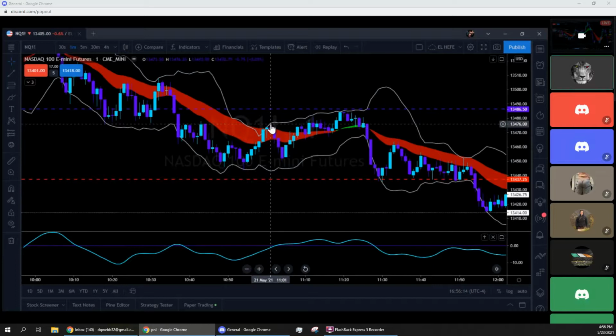Okay. Well, that being said, you could have taken this trade, but it's super risky because you do not have the cloud green and you do not have the cumulative delta line above zero. The only thing you've got going in your favor is this little bit of momentum that's coming into the market right here. Personally, you need to leave this thing alone.